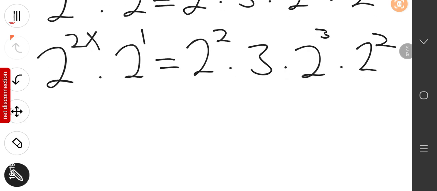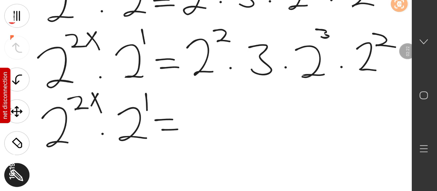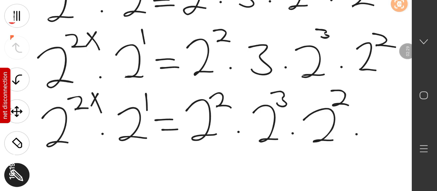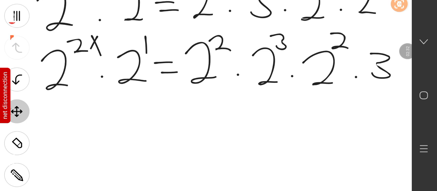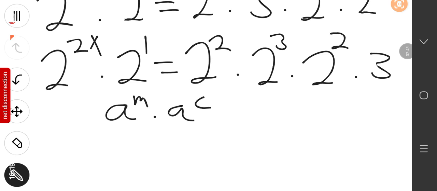All right, so we are going to group the numbers that are the same on one side and the ones that are not the same on another side. So we have 2 exponent 2x times 2 exponent 1 equals 2 exponent 2 times 2 exponent 3 times 2 exponent 2 times 3. All right, now let's apply the first law of indices. The first law of indices says that if you have a exponent m multiplying a exponent c, this gives you a exponent m plus c.